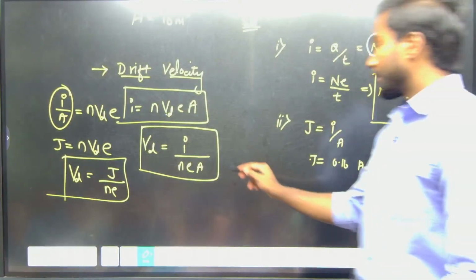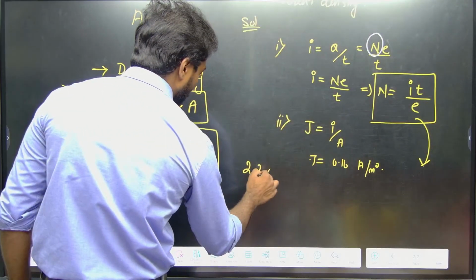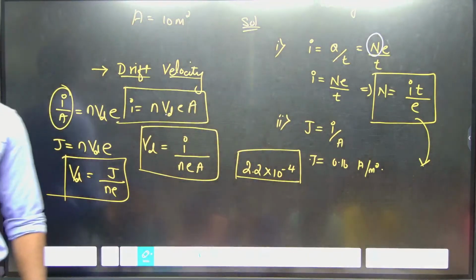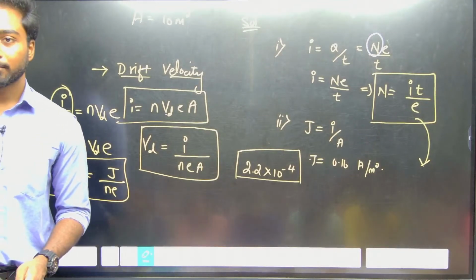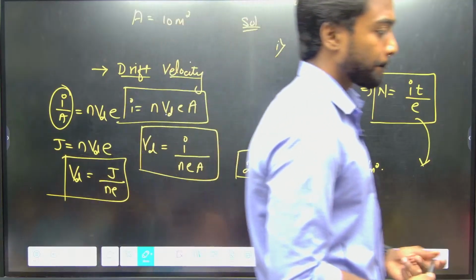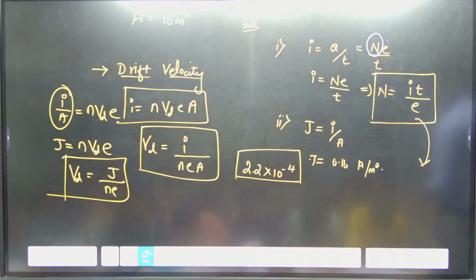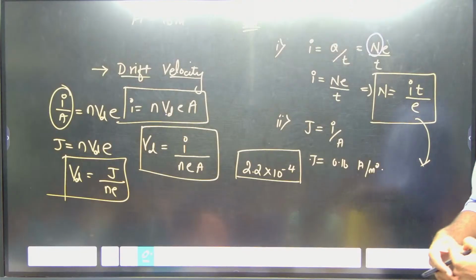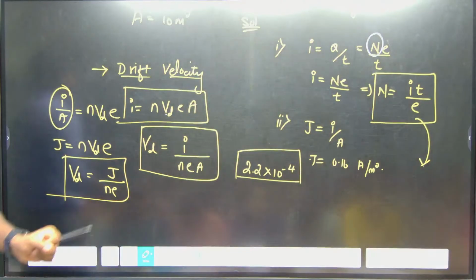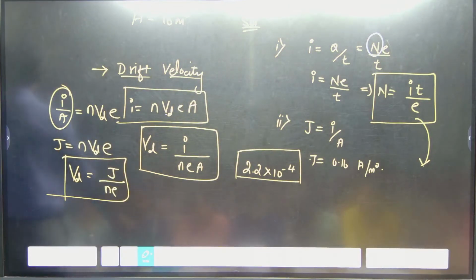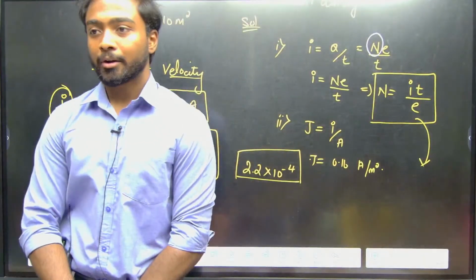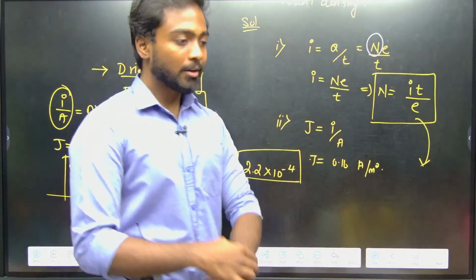I'll give the answer here. It is 2.2 into 10 power minus 4. This is the answer, so you can take it and calculate it. If the option is like 0.022, take the decimal and power accordingly. Okay, we'll go for the next one. I'll give time at last, 10-15 minutes.